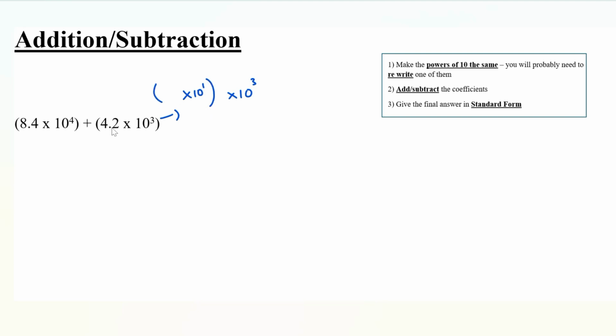So to do that, we just need to move this decimal place to the left. So that will give us 0.42. And 0.42 times 10 gives us 4.2. So that's correct. Now if we rewrite this, that will give us 0.42 times 10 to the power of 4. So now we have got the powers of 10 the same for both brackets. So let's rewrite this equation.